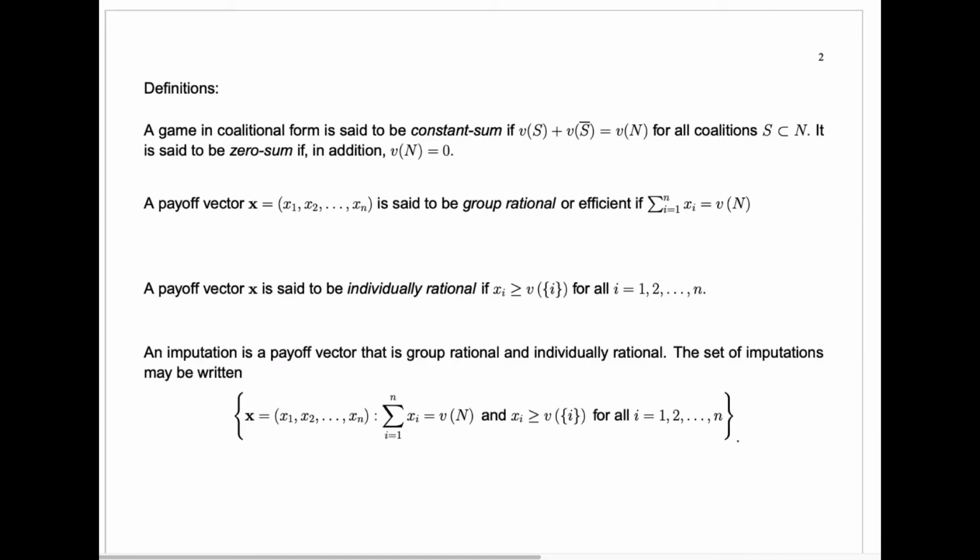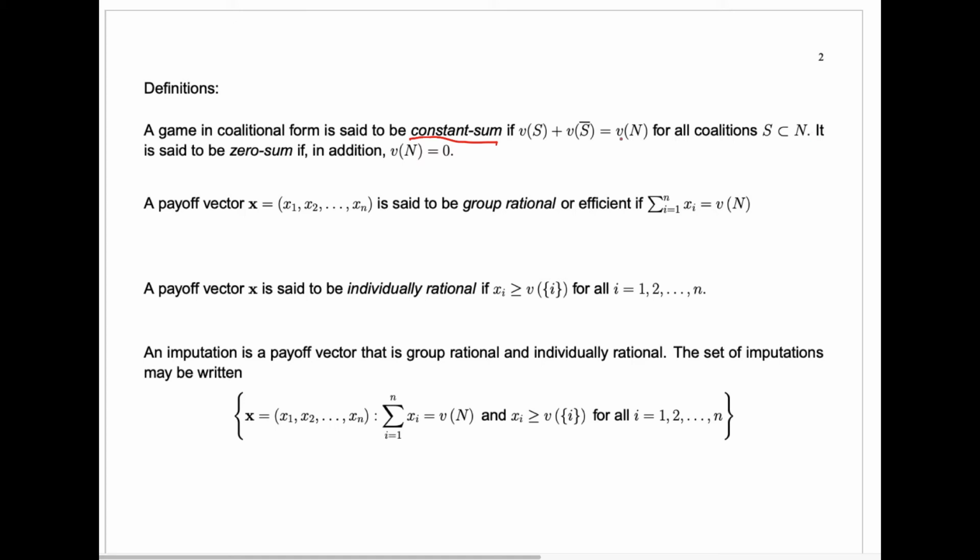Now, another goal for today's talk is to talk about new definitions that we're going to be using for the rest of this week and, of course, next week. We say a game in coalitional form is constant sum if for any coalition S, the value of S plus the value of its complement gives us the full value, V of n, the value of the full coalition, or the grand coalition. And we'll consider the grand coalition the set of all players. And if that's true for every coalition, we call it a constant sum game.